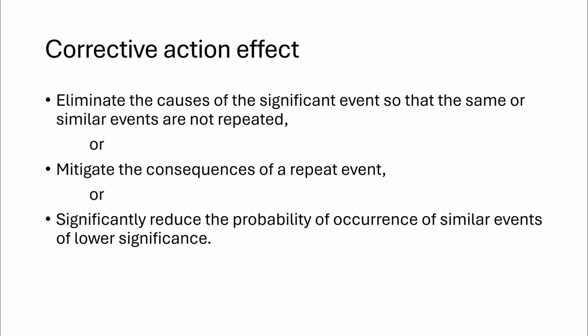So for corrective action effects, right, the effect of a corrective action should be one of these three. It either eliminates the causes of the significant event so that the same or similar events are not repeated, mitigates the consequences of a repeat event, or significantly reduces the probability of occurrence of similar events of lower significance. So just be aware as you're looking at corrective actions and assessing those, especially if you're looking at events after the fact and analyzing, okay, could the corrective actions have actually achieved these goals?